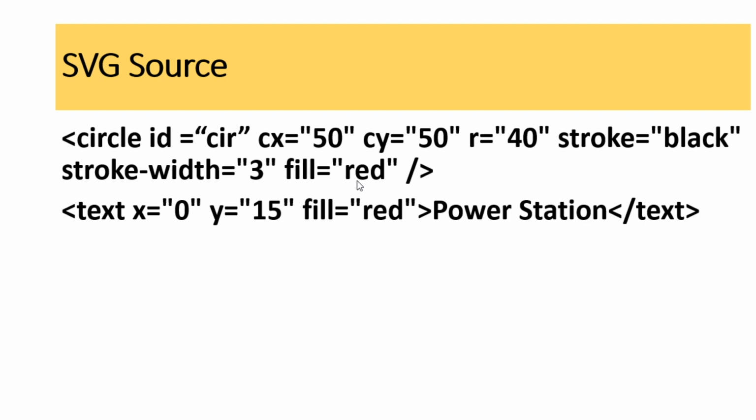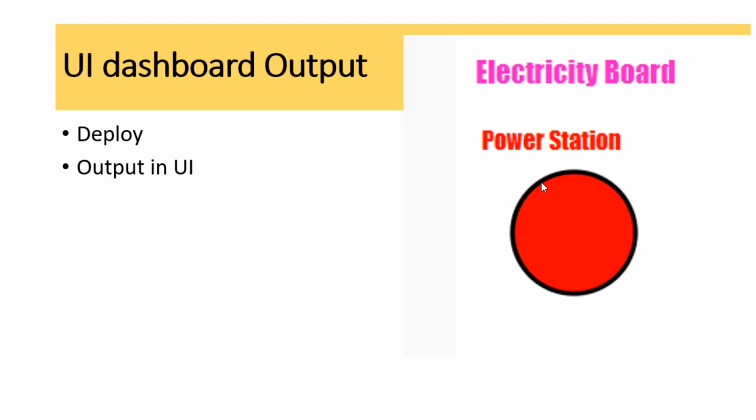Then I'm going to bring some text into the UI panel, the UI dashboard. So I'm going to bring a tag like text, x location 0 and y location 15. Fill red, the color of my text should be red. So I'm going to give power station and I'm going to end the tag. So this is the code. I'm going to write it in the SVG source.